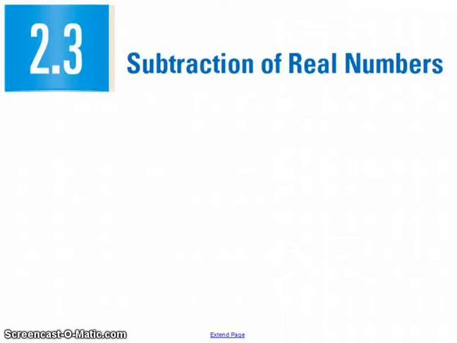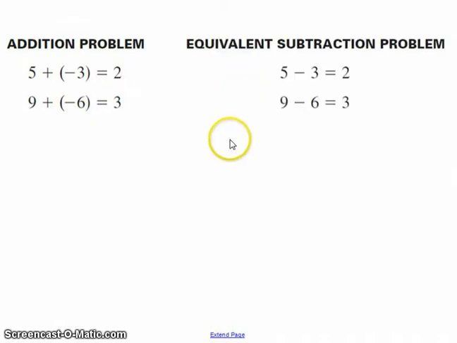This is Algebra 1's second lesson, Chapter 2.3. Yesterday we went over Chapter 2.2, which was all about adding negatives, like these examples here, 5 added to negative 3, or 9 added to negative 6. Tonight we're going to learn that these examples could also be rewritten this way.